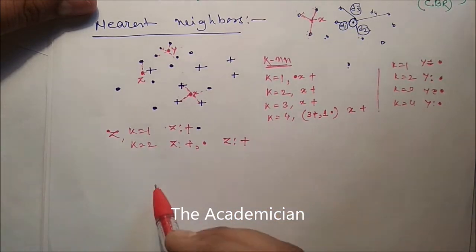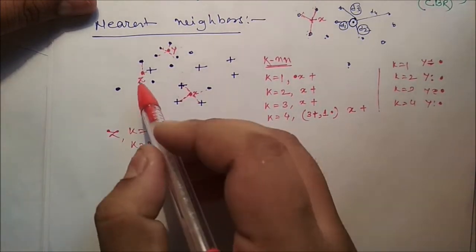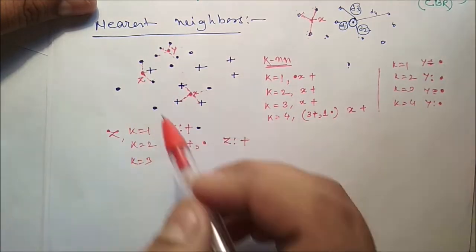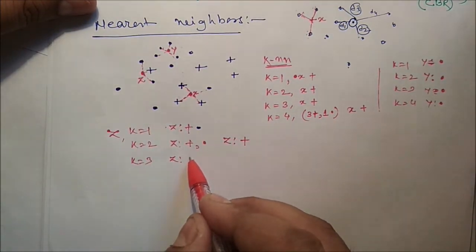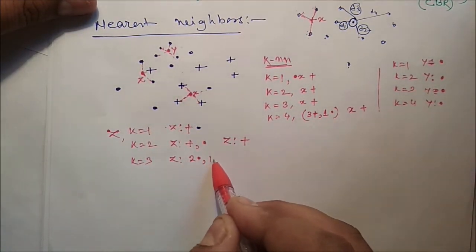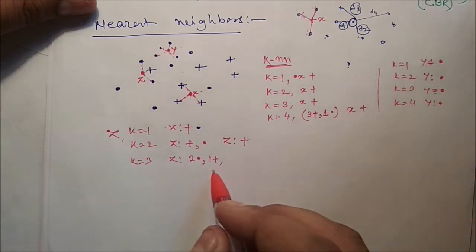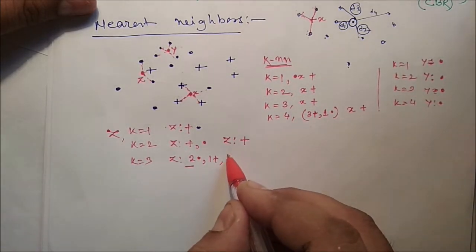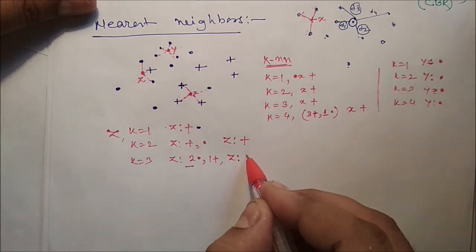plus also. Now if k is equal to 3, the 3 nearest are these. In this case 2 dot and 1 plus are there. So if you apply majority voting, what will the class level be? Now the class level will be dot.